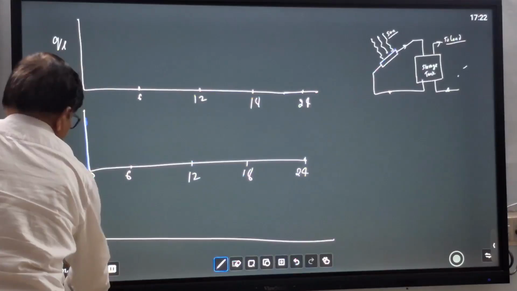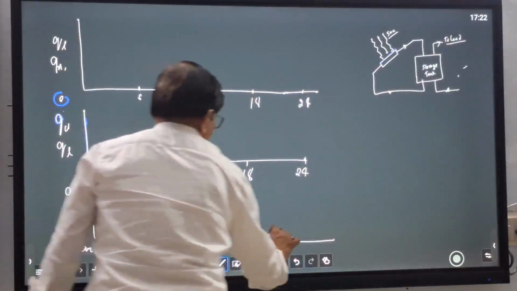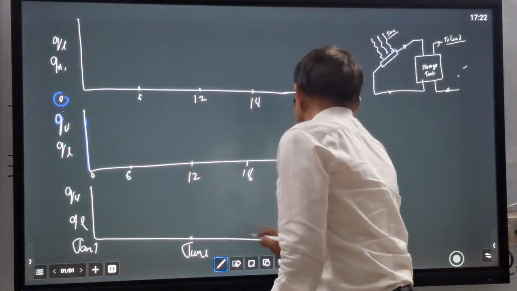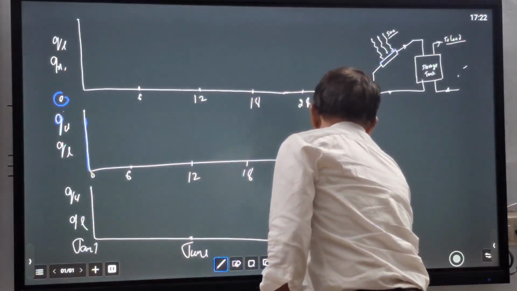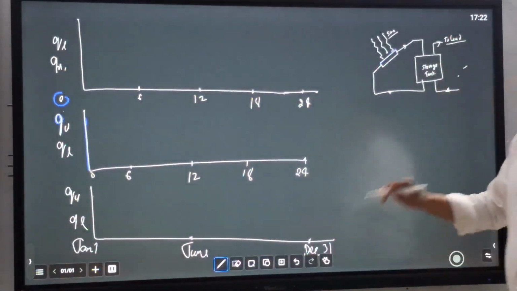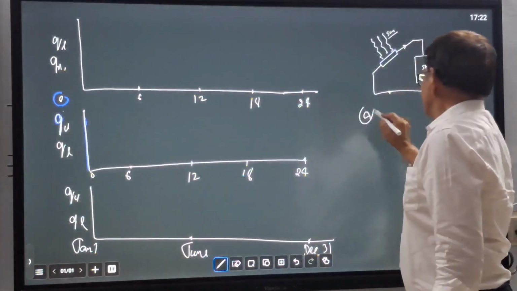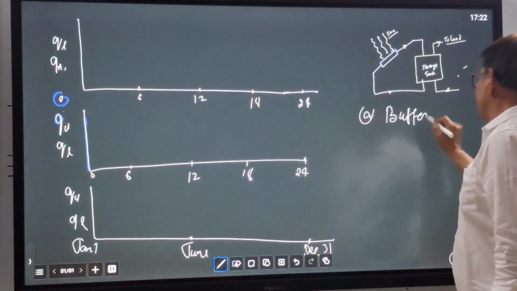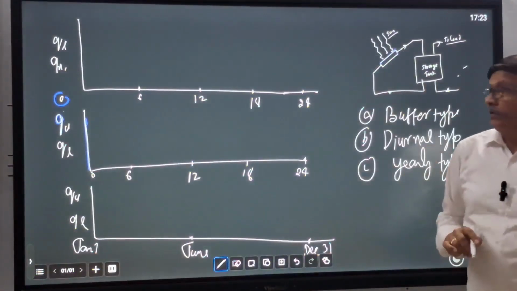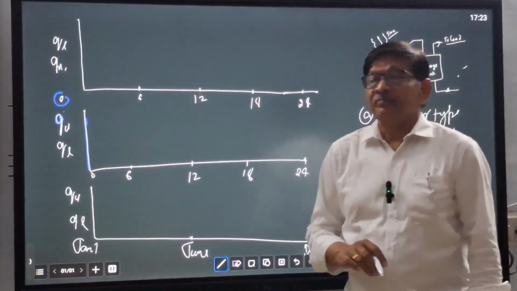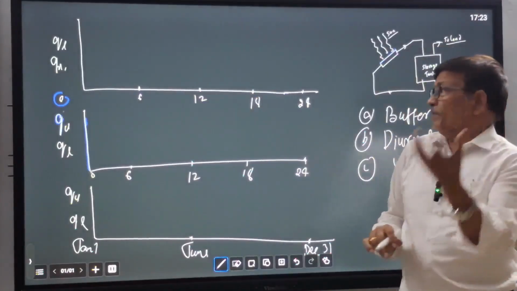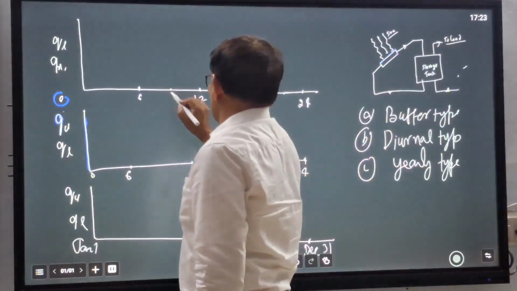Here January 1, June and yearly and December 31. So first one is a buffer type energy storage. A buffer type energy storage is required, for example, when the whole day's energy requirement is only for the peak hour, suppose for 2 hours only.